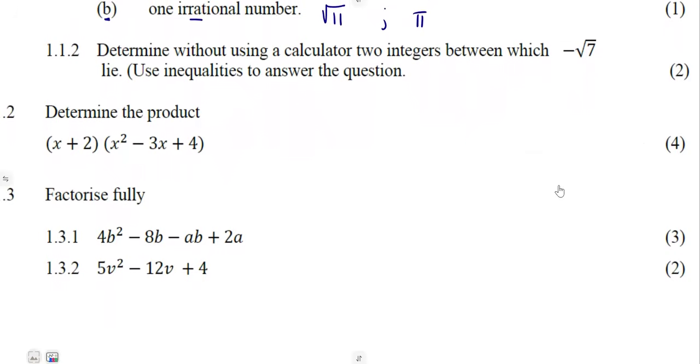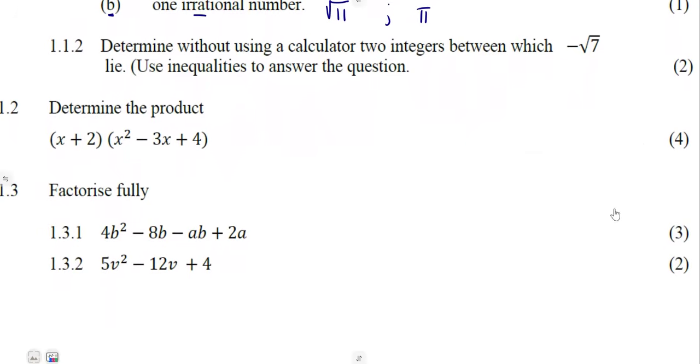Then on 1.1.2, determine without using a calculator two integers between which minus the square root of 7 lies. Use inequalities to answer the question. So that's 1.1.2. The negative square root of 7 is greater than what, but less than what?